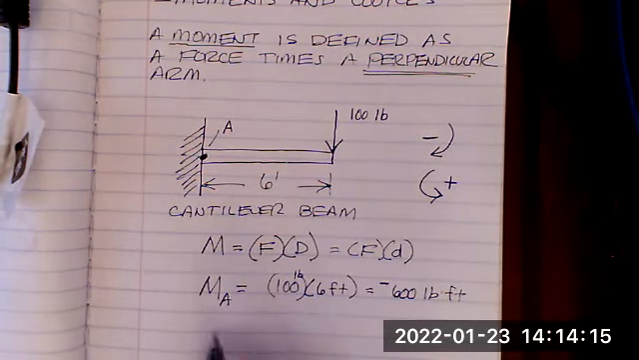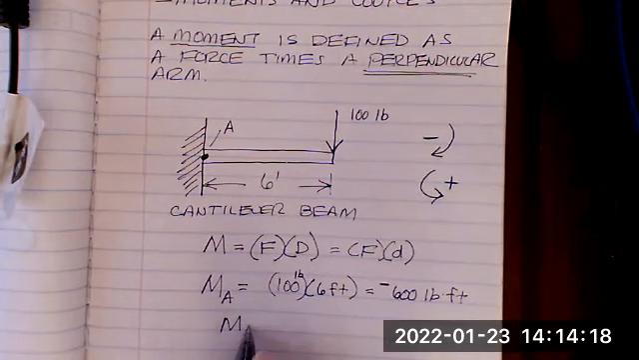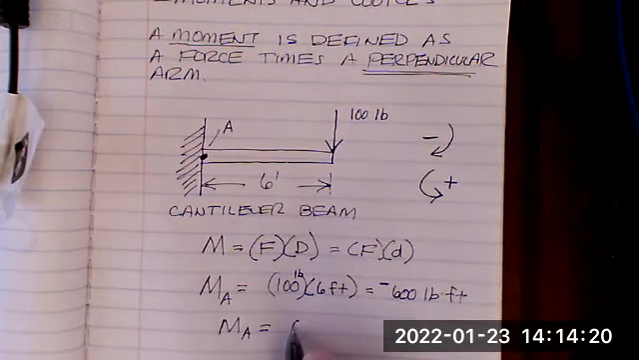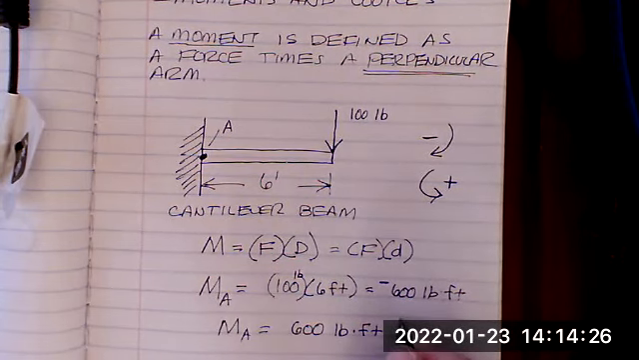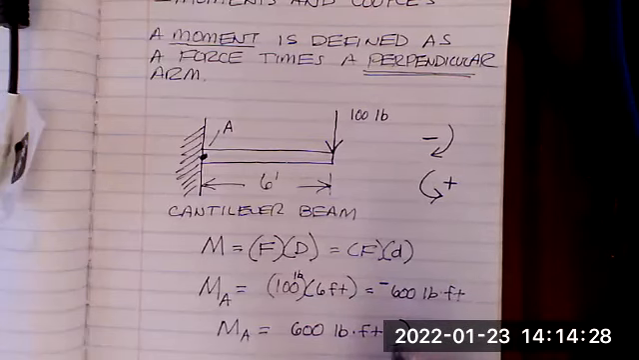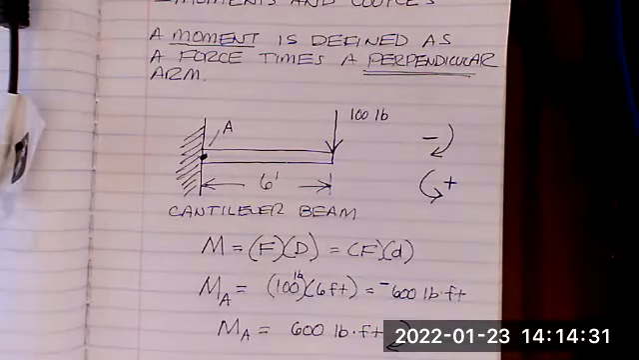But the way you actually write this would be the moment about A is equal to 600. You drop the negative sign and you show the direction with the arrow, clockwise.